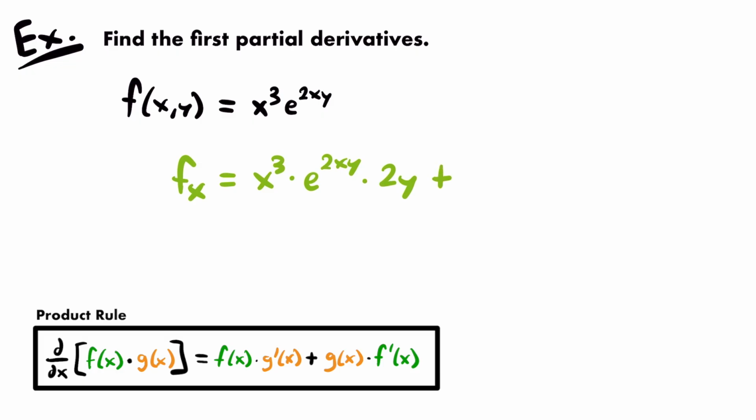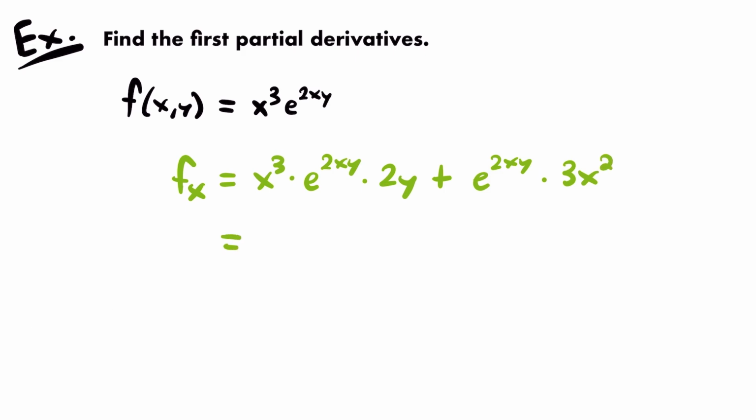But then we need to add that to the second function, or the second part, e to the power of 2xy, multiplied by the derivative of the first function. And so the derivative of x cubed with respect to x, that's pretty simple. Just use the power rule for derivatives, and you get 3x squared. Okay, and so simplifying, this will be equal to 2x cubed y times e to the power of 2xy plus 3x squared times e to the power of 2xy. All right, I just reordered some of the multiplication here. I like to put the constants out front, followed by any x parts, then y parts, and then anything else.